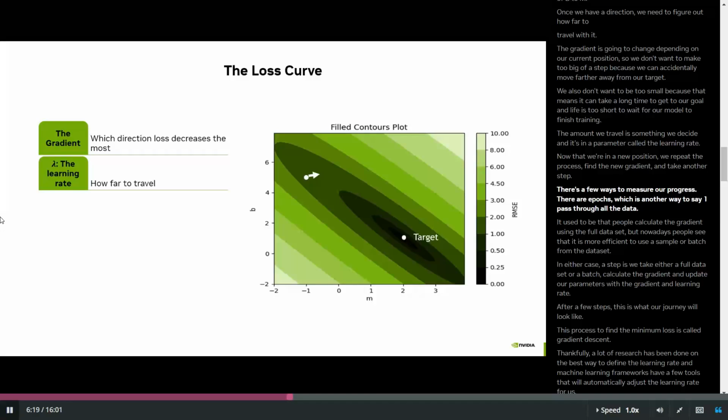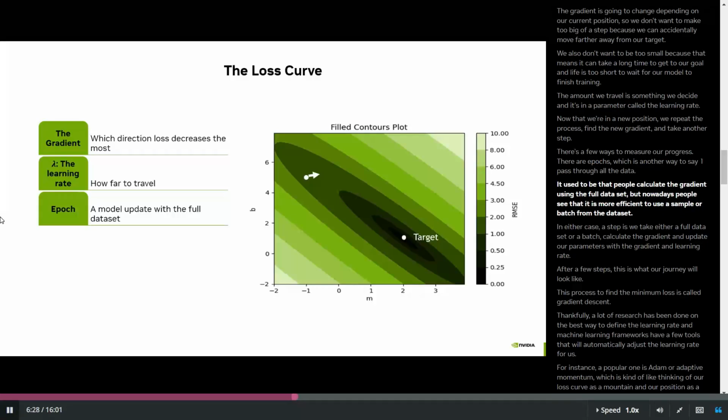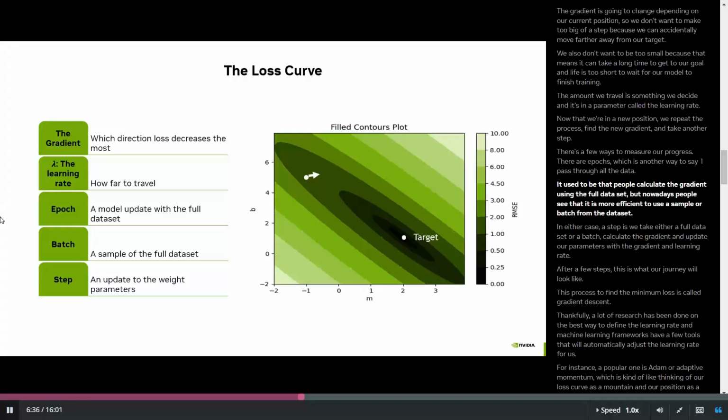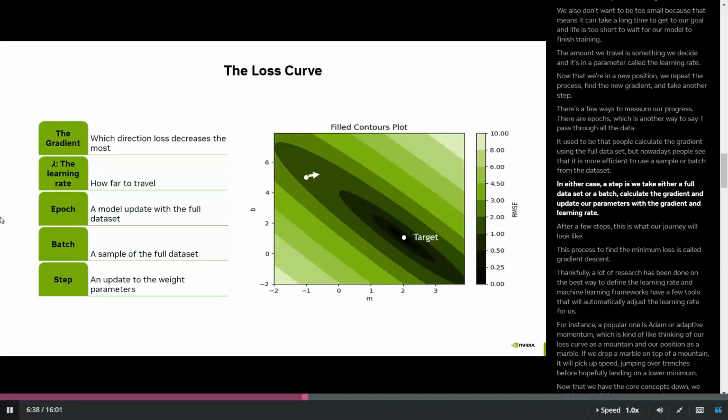There's a few ways to measure our progress. There are epochs, which is another way to say one pass through all the data. It used to be that people calculated the gradient using the full data set, but nowadays people see that it is more efficient to use a sample or batch from the data set. In either case, a step is when we take either a full data set or a batch, calculate the gradient, and update our parameters with the gradient and learning rate.